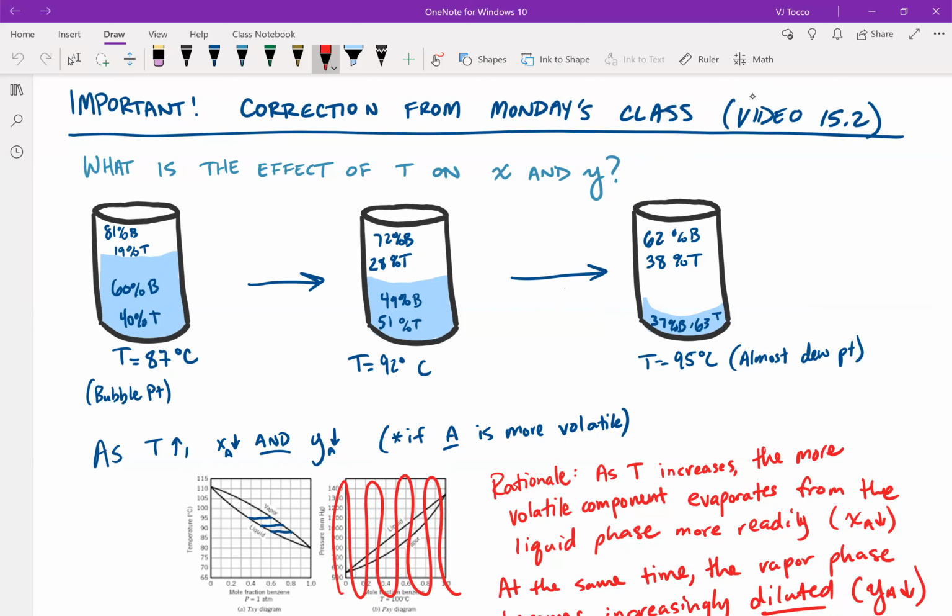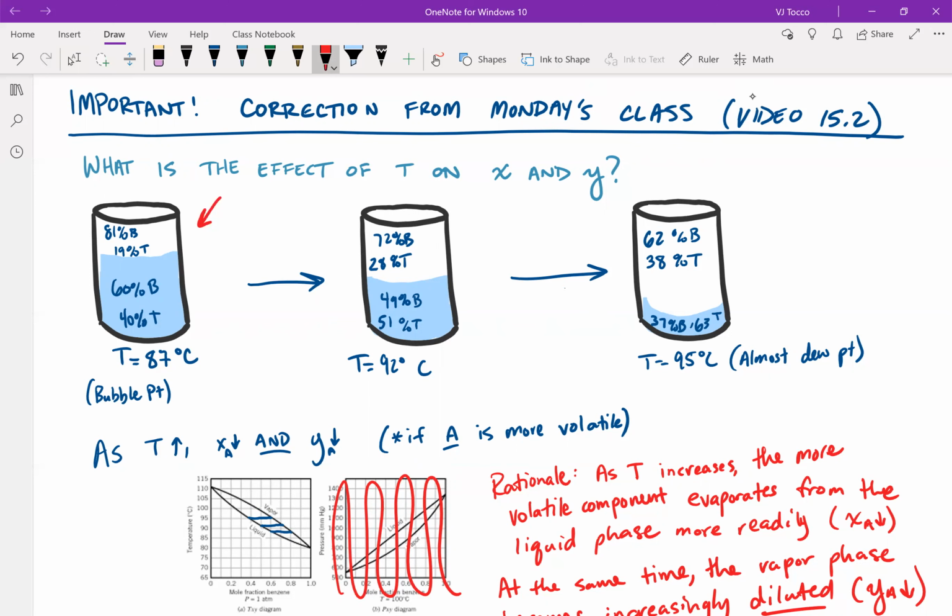On the very left-hand side, this picture denotes a system of benzene toluene at the bubble point. So I just chose a certain composition of benzene toluene. I chose 60% benzene, 40% toluene completely arbitrarily. And because it's at the bubble point, I should have filled this cylinder all the way up with liquid, but that would be unrealistic. All it means is that this vapor phase, or this headspace, is mostly empty. There's just one bubble of benzene toluene. However, that one bubble is 81% benzene, 19% toluene.